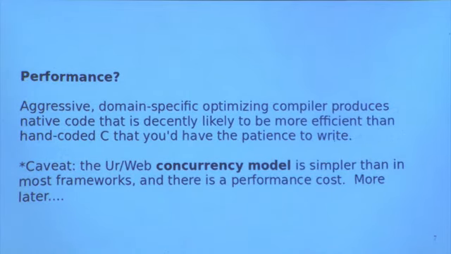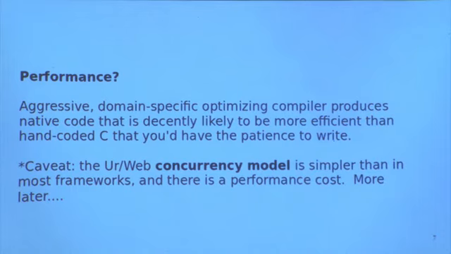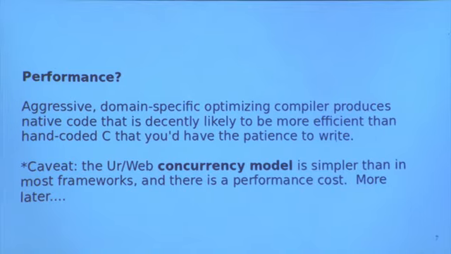And the performance is also very good. The compiler is, first of all, a domain-specific compiler for web applications, so it understands what a web application is doing and is able to optimize some things that a more general compiler wouldn't catch. And usually the code that comes out of this compiler that runs on the server is native code, which is very, very competitive with what you might bother to write by hand in C. And the performance costs that there are compared to other approaches tend to have to do with the concurrency model, which makes the programmer's life easier at some cost in performance. And I'll say a little bit more about that in a moment.